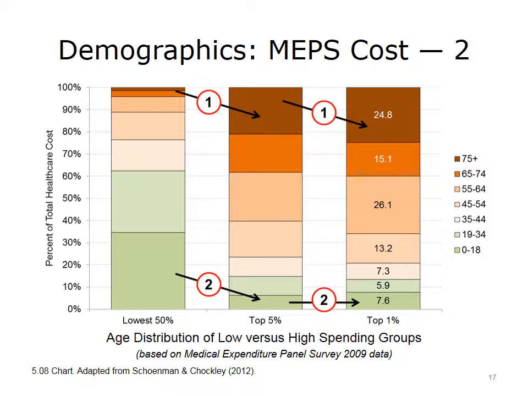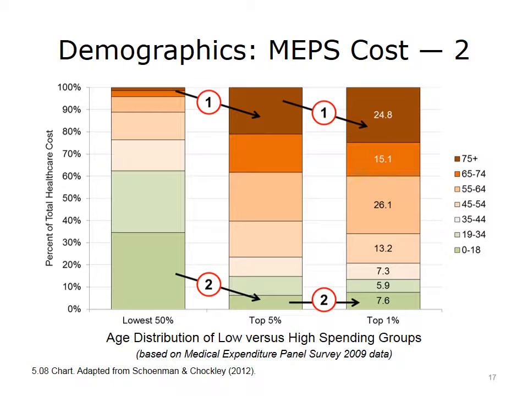This bar chart shows the age distribution of low, high, and very high spending groups. As depicted by the left bar, the lowest 50% of spenders have a higher composition of lower age bands, such as 0 to 18 and 19 to 34-year-olds. The middle bar shows that the top 5% spenders have a larger share of higher age bands, such as 55 to 64 and 65 to 74.